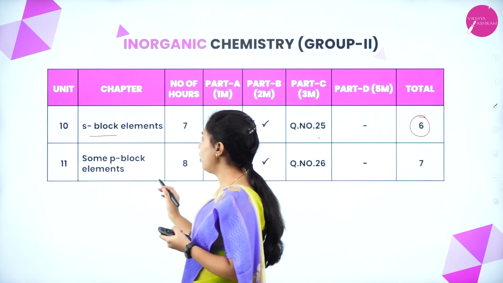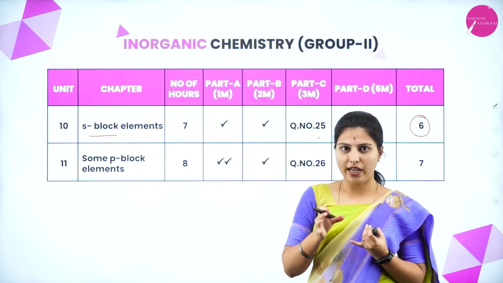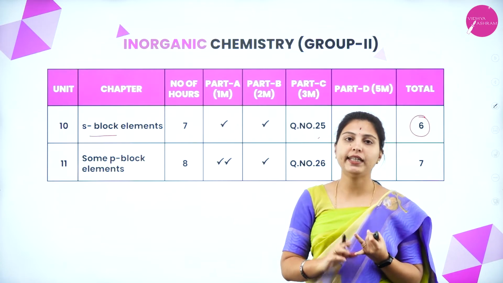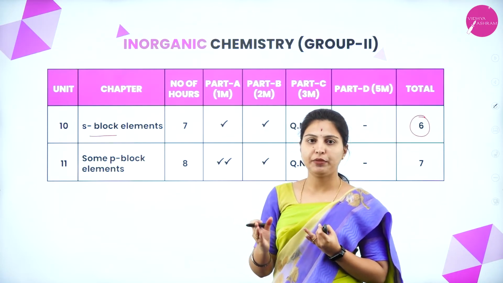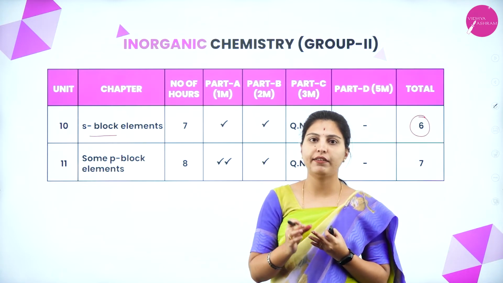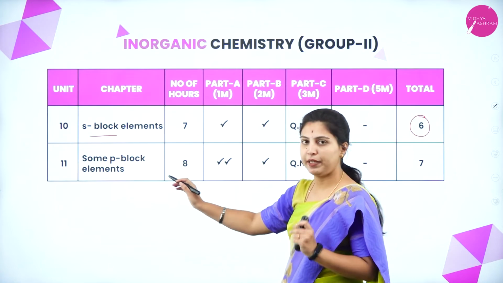Next, some P block elements. Why we have given some P block elements means, as of now you will read only group 13 and group 14 elements. For next year you will study in the second PUC, that is group 15, 16, 17 and 18. For that reason you have given some P block elements.